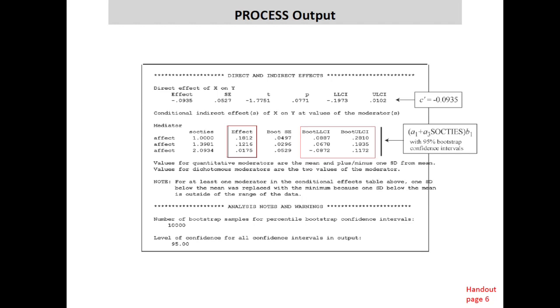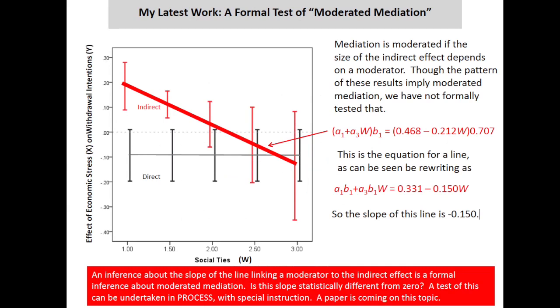So the endpoints for this figure I generated, actually not with that command. There's an option in PROCESS that allows you to specify the value of the moderator, and then it'll generate whatever you want for that value. And so I used PROCESS to generate the endpoints from that figure here. Okay?